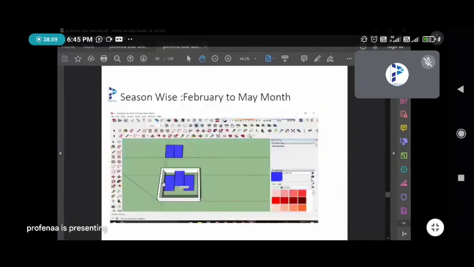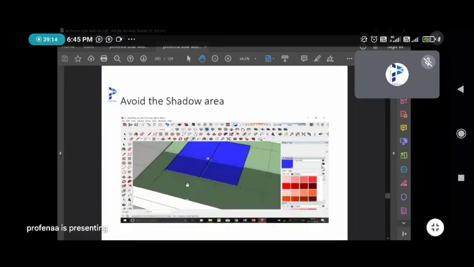See, check it here. There is a shadow here. I don't want to put my panel here. If I put it, what happens? My panel efficiency goes to zero. Power is zero, so I don't want to put it. The SketchUp software will be used for the shadow analysis. Here, for this panel, 25% of the panel will be covered by the shadow. What happens? The result is zero. The power is zero. The SketchUp software will be used for the shadow-free analysis.